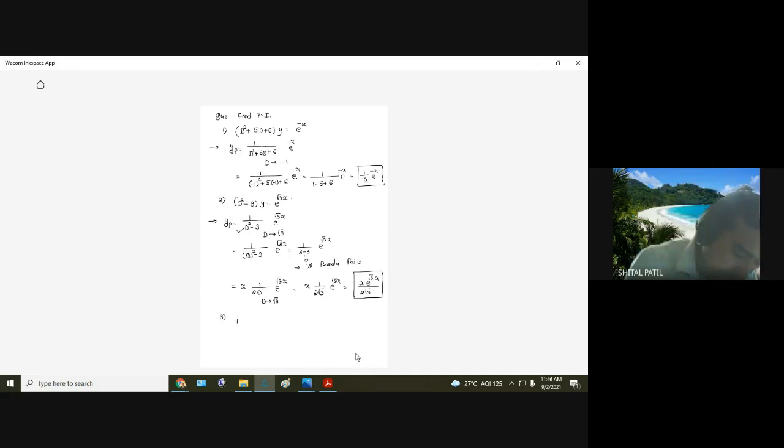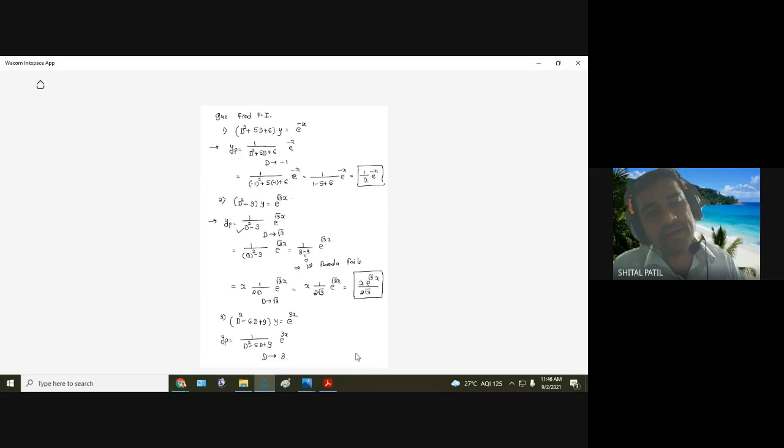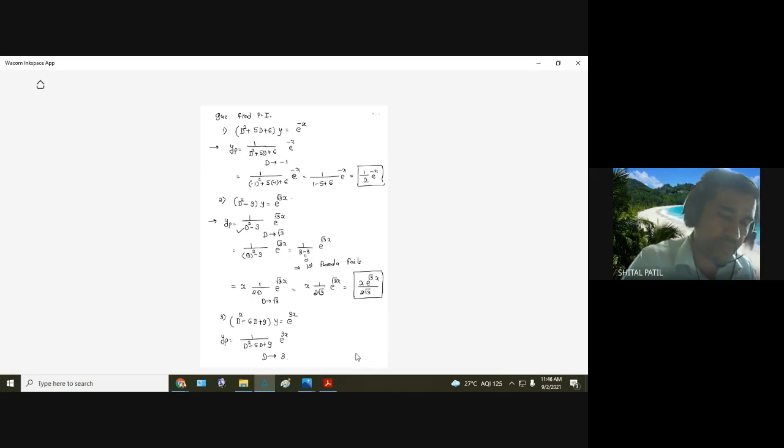Let me increase the difficulty level. (D square minus 6D plus 9)y equal to e raised to 3x. Let's solve this. Y of p equal to 1 upon D square minus 6D plus 9, e raised to 3x. What do we have to do? D is to be replaced by 3. Let's replace, and then we will see what is happening. Can I change the page? Okay, I'll change the page now.